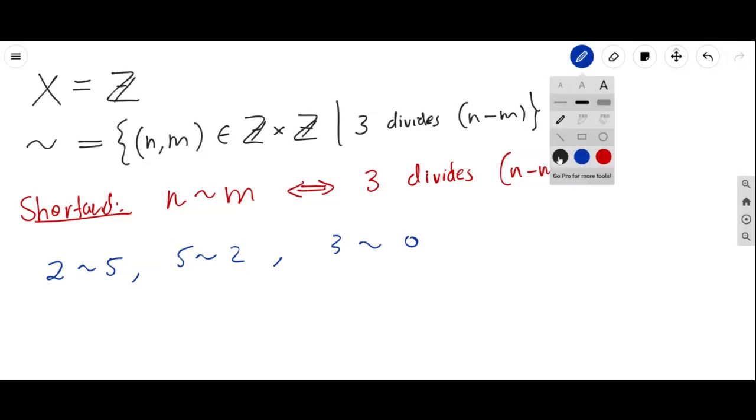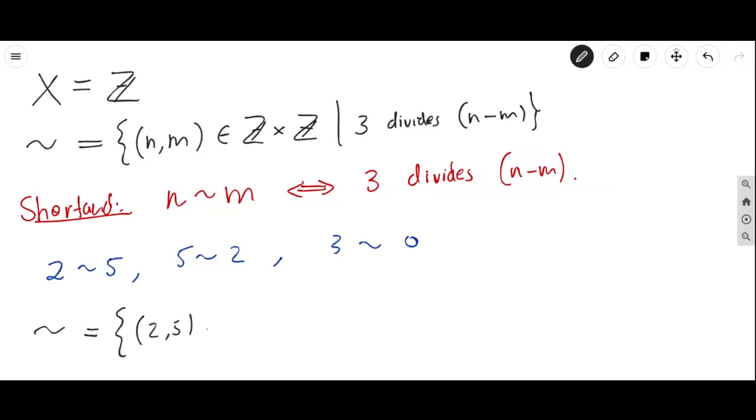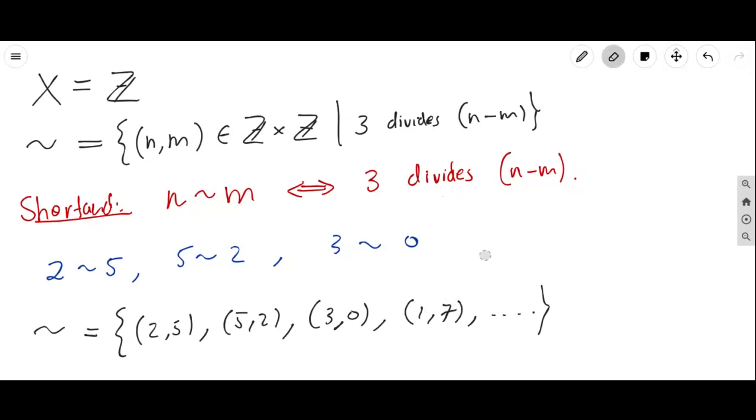And so on. So when you write out the relation formally as a set of pairs, you would write 2 comma 5. You would write 5 comma 2. You would write 3 comma 0. You can write 1 comma 4, and so on. These are just some of the different ways you can write it out. The difference does not have to be 3. Maybe to do something more interesting, let's say you have 7. The difference here is not 3 or -3, it's 6, but 6 is divisible by 3. So tilde as a set will be all of those pairs. So that's what we're saying.